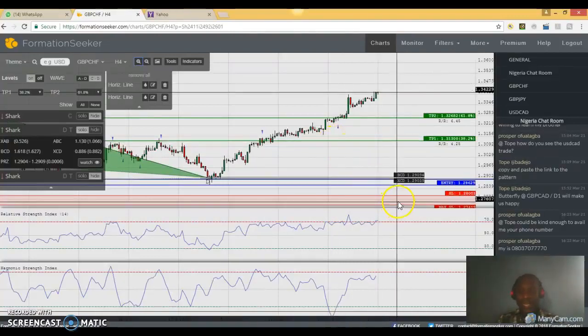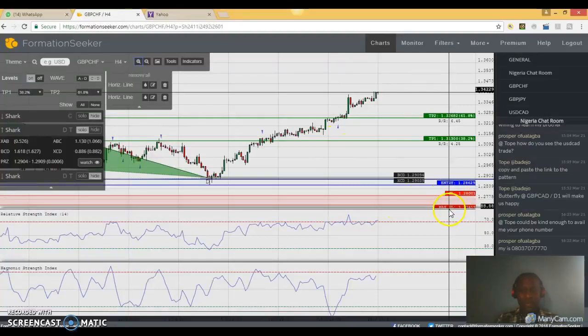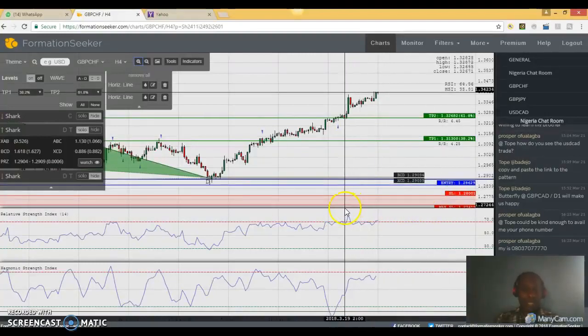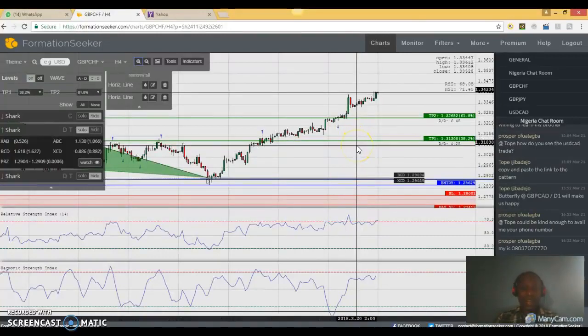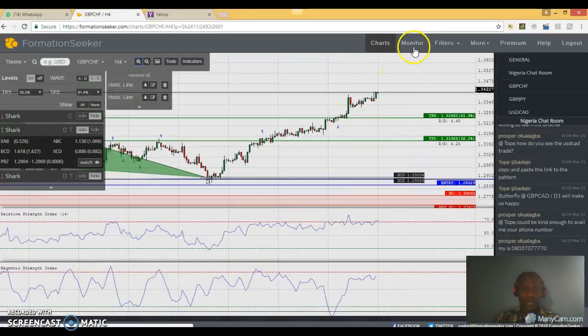And then anytime you see Formation Seeker gives you SL and Max SL, I always advise you stick to the Max SL. What I do basically is, once I stick to the Max SL, I also add 5 pips to it just to be on the safe side. Then for the TP, I take out 5 pips for my TP, so I have my TP somewhere around here, and then I am good to go. So that's the second winning trade in the month of March.